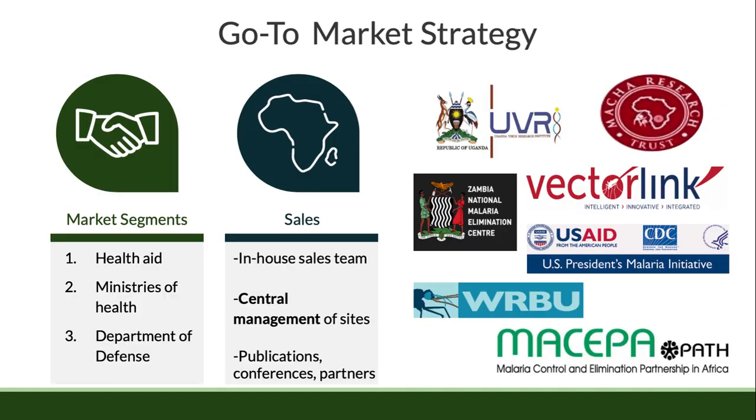Our go-to-market strategy involves leveraging our amazing partners. We will work with them to generate data that will encourage other programs to adopt. We will take advantage of the fact that sites are generally centrally managed by 5 to 6 organizations per country, so we will be able to address these customers with an in-house sales team.